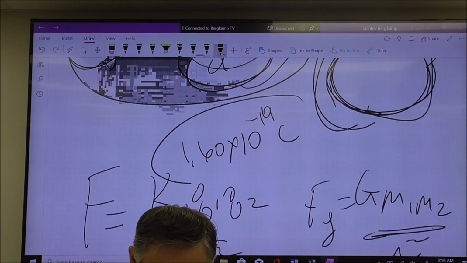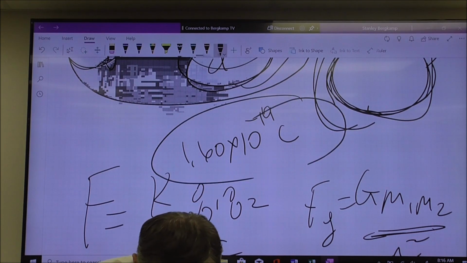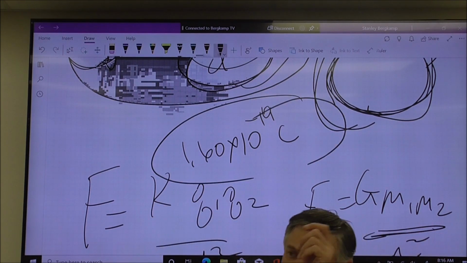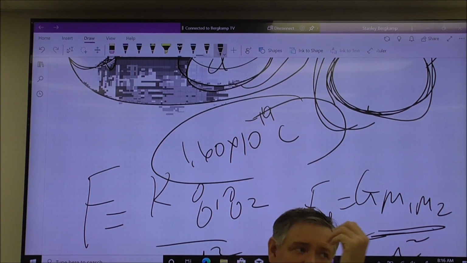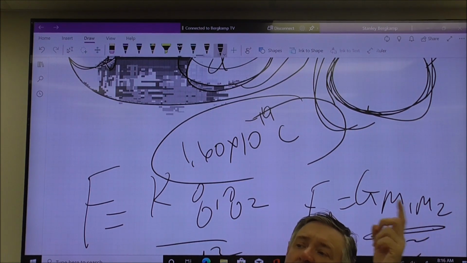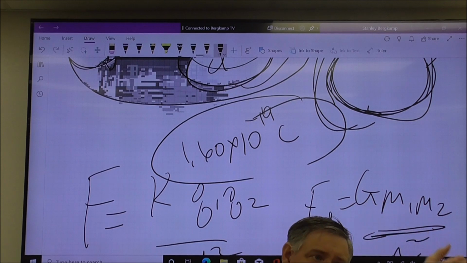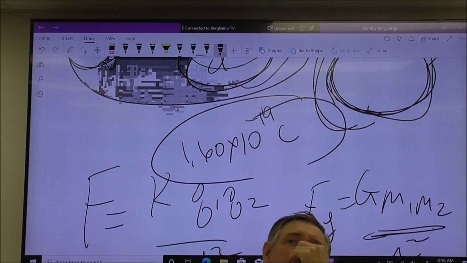Is 1.6 times 10 to the negative 19th coulomb. So every electron, proton that makes you up either has that amount of negative charge or that amount of positive charge. It's not very much. Okay? It's a relatively small number.